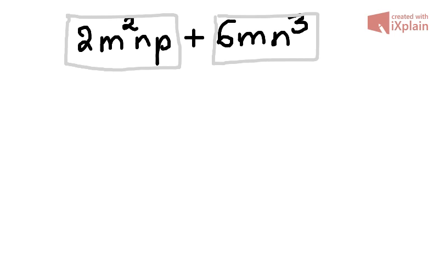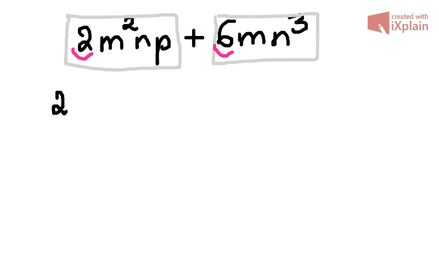So what we need to do now to factorize this expression is to look at the numbers and see what is the common number, the common factor in these two terms. First thing is thinking about factorization as division. So what number divides both 2 and 6 evenly? So it will have to be the 2.